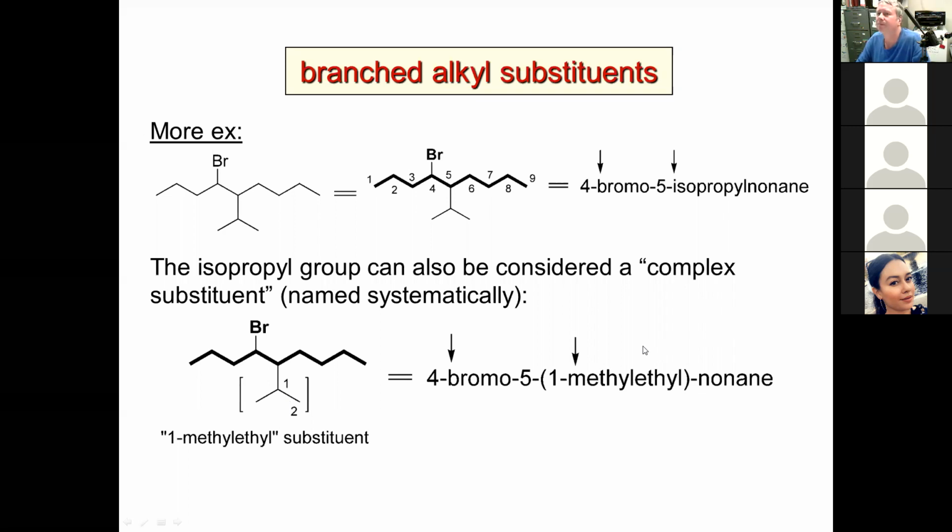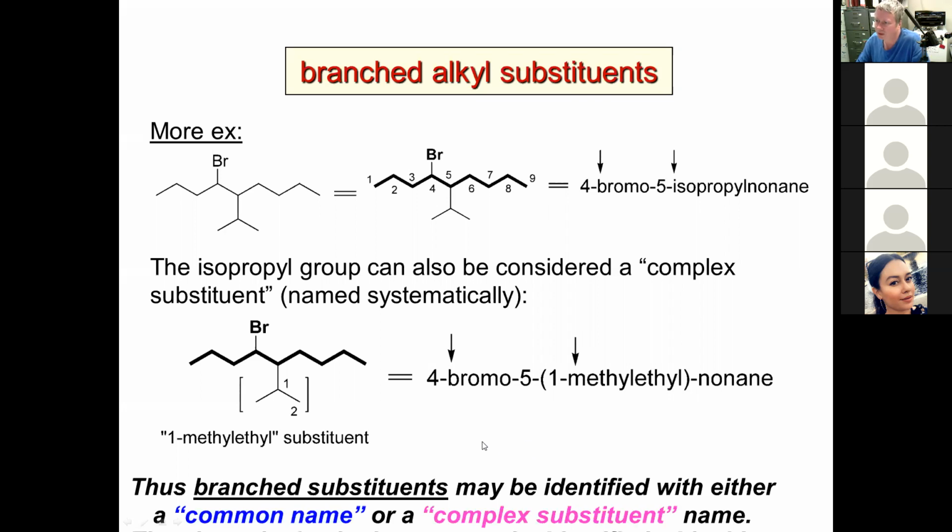So we'll get through it, and if you have a couple of questions, they'll be clarified as we proceed a little bit, all right? And notice the alphabetization rules. We go off the B, we go off the I, we go off the B, we go off the M, okay? All right. The branch substituent is identified either using the common name, which is the top one, isopropyl, and all the ones we just saw on the last slide, or a complex substituent. So this is called a complex substituent name, all right?